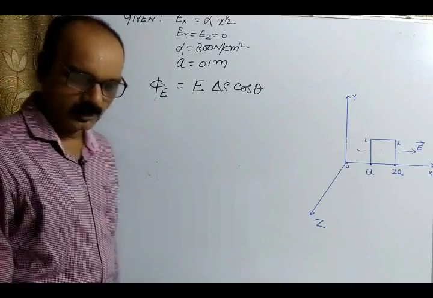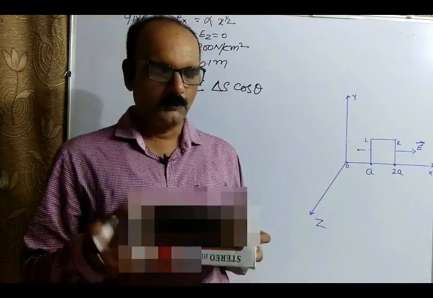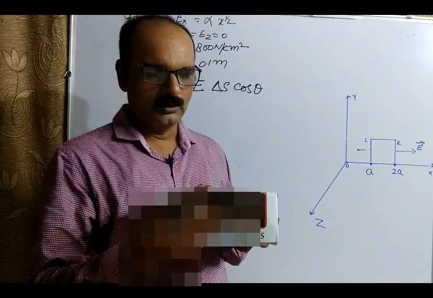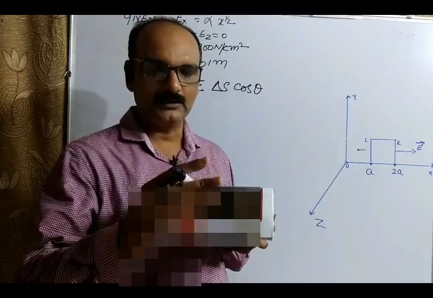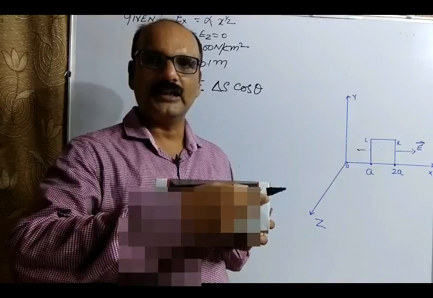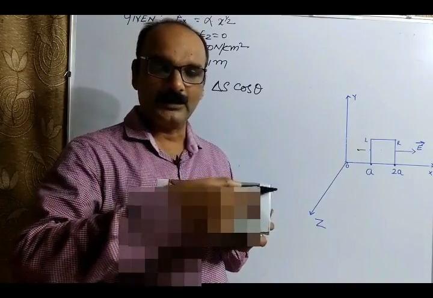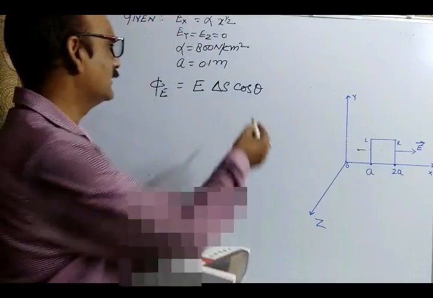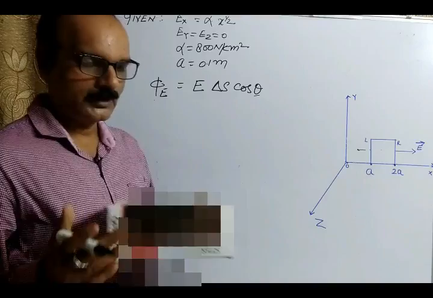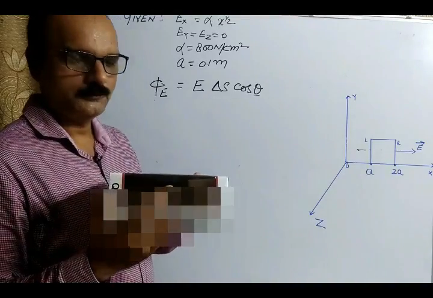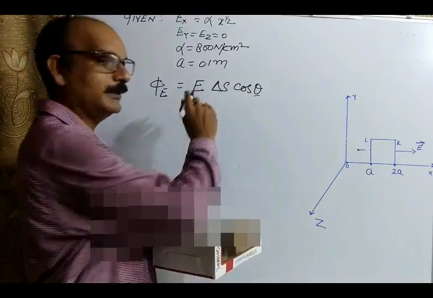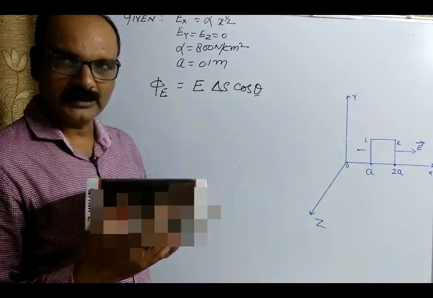Right? Now, for this assumed cube, this is the direction of the area vector and electric field is in this direction. So, what is the angle between area vector and electric field? 90 degree. And here theta is what? Angle between electric field and area vector. Then for this surface, flux will be 0. Remember, here theta is the angle between electric field and area vector. And here theta is 90 degree.